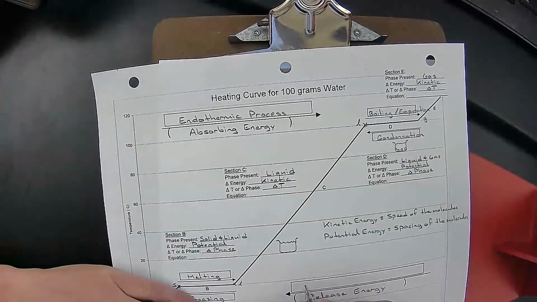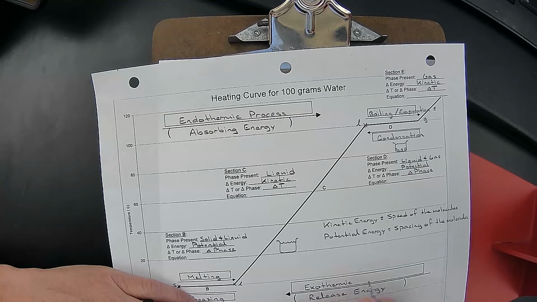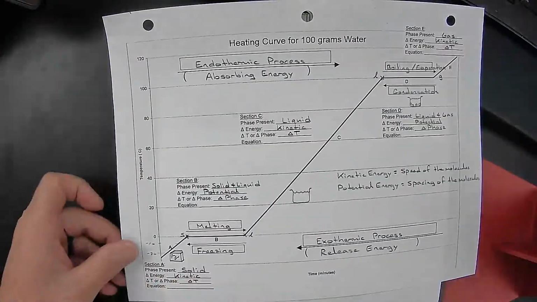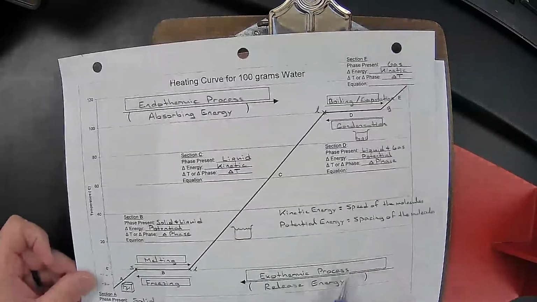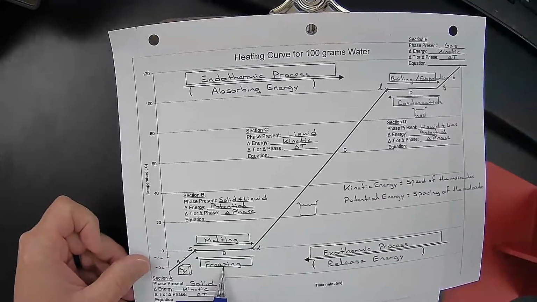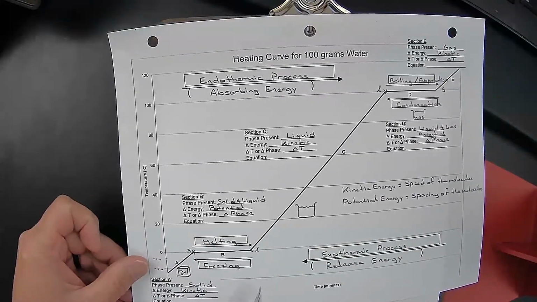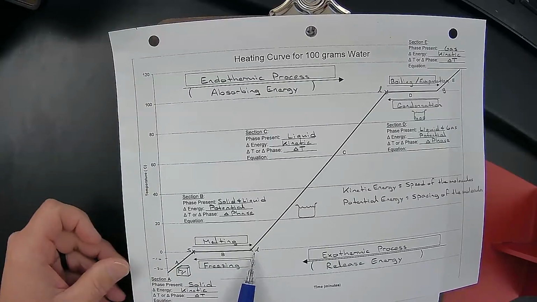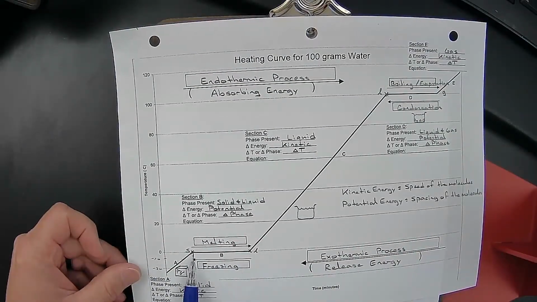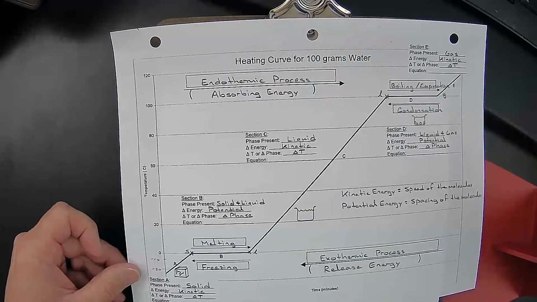This process is called an exothermic process. Once again, that root word therm in there for energy, and then exo, releasing. So we would say that condensation is an exothermic process. We would say that freezing is an exothermic process. We're giving energy away because we're moving from a higher state of energy, liquid in this case, to a solid.